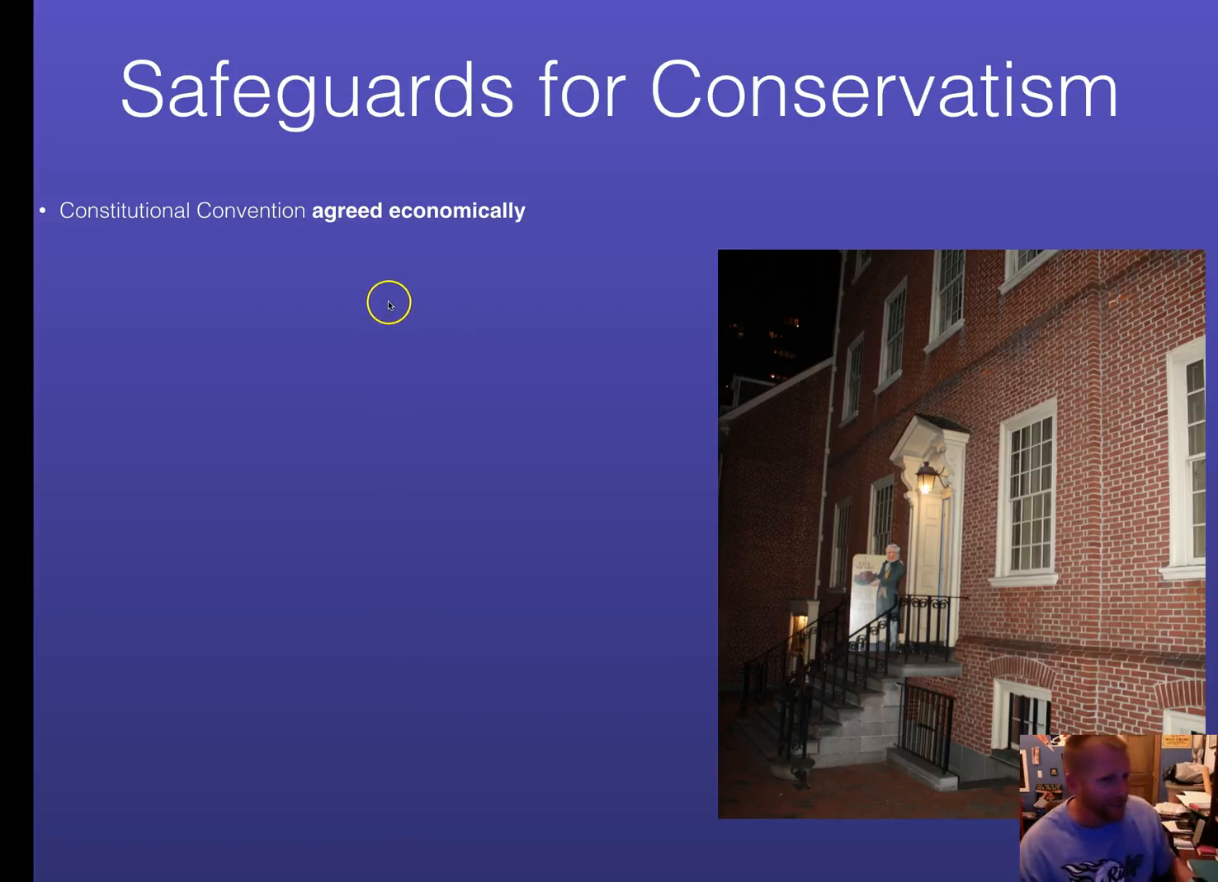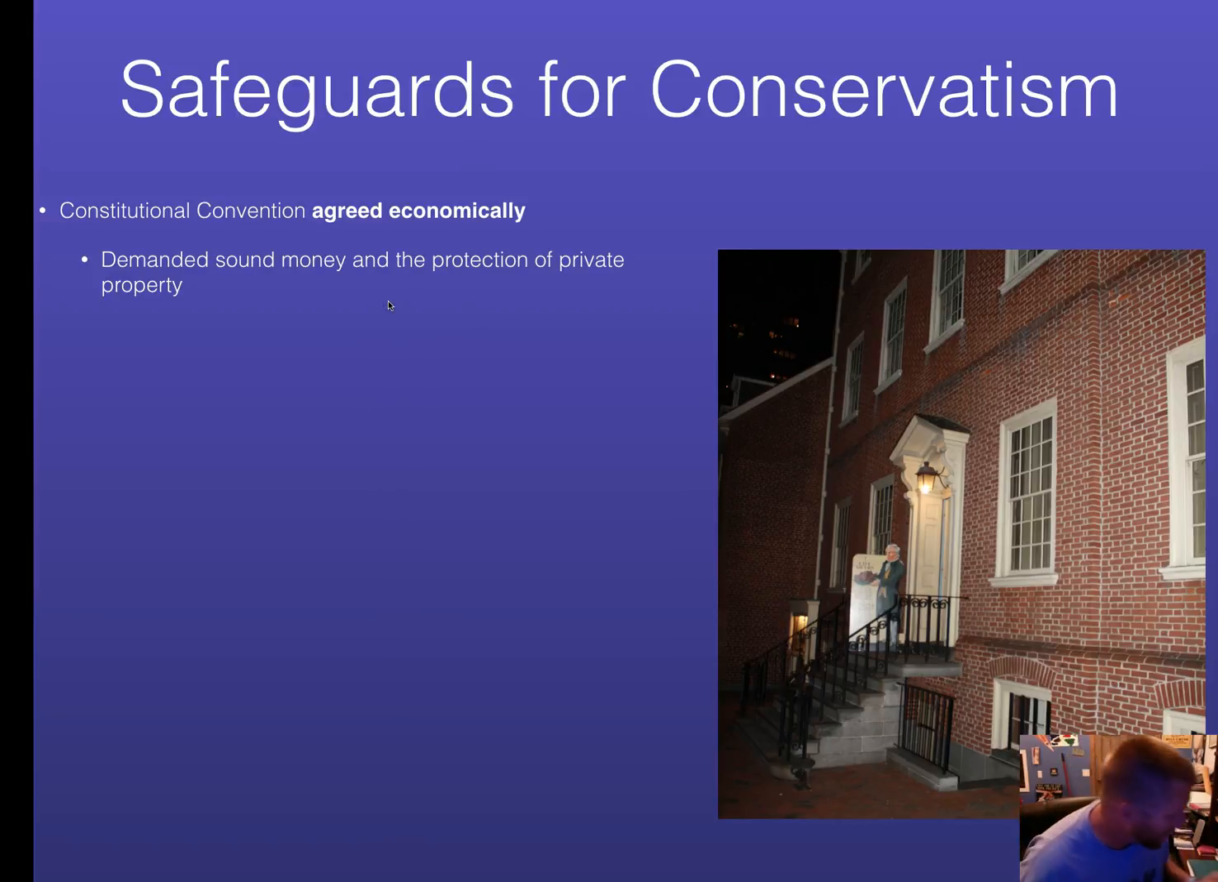Now, the convention agreed economically on some things. They demanded a sound money policy. They also wanted protection of private property. That's why we have the executive branch. Alexander Hamilton, under the tutelage of Robert Morris, is the one who really pushes this sound money, basically, agreements. And what they do is they get rid of state money. And Congress gets the sole right to coin money and levy taxes and all that. Well, not sole right to levy taxes, but all that state money goes away.